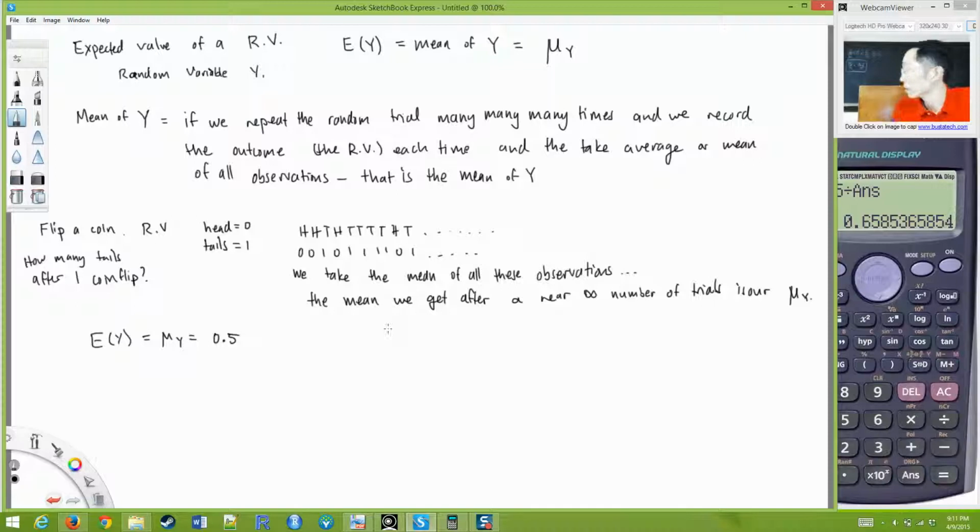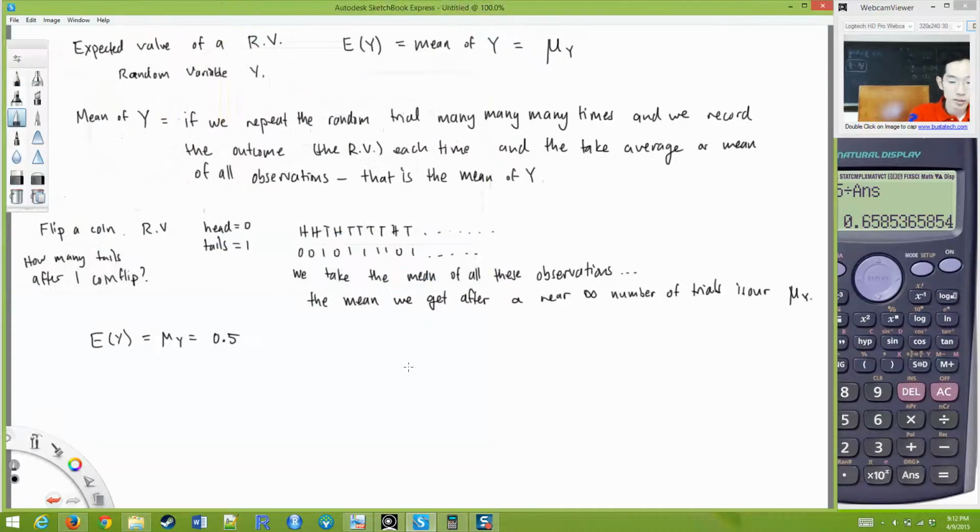So on any one coin flip, you're not going to get 0.5 tails. You're either going to get 0 tails or 1 tail. But if we recorded every single observation after thousands and thousands or millions or billions of trials, the average of all of those records should be very close to 0.5. Okay? Is that okay?